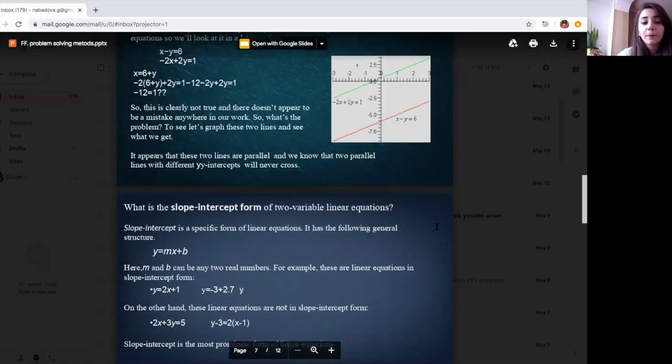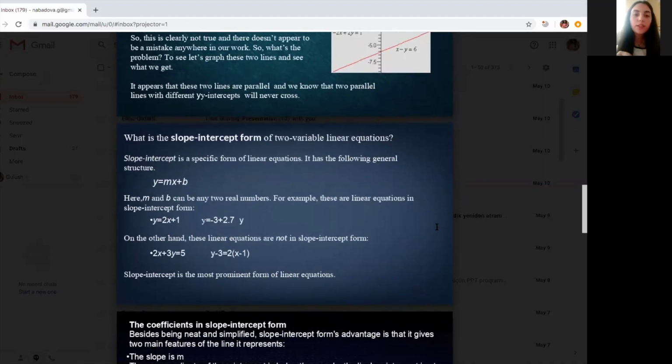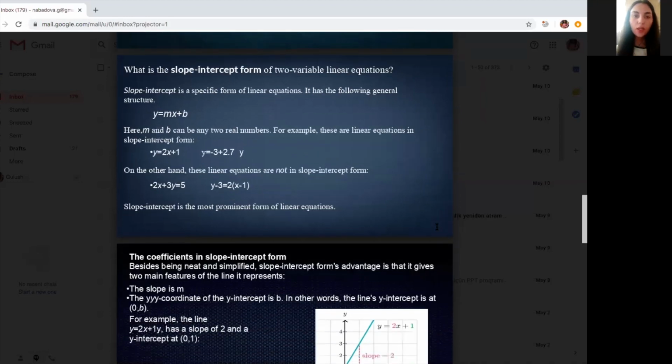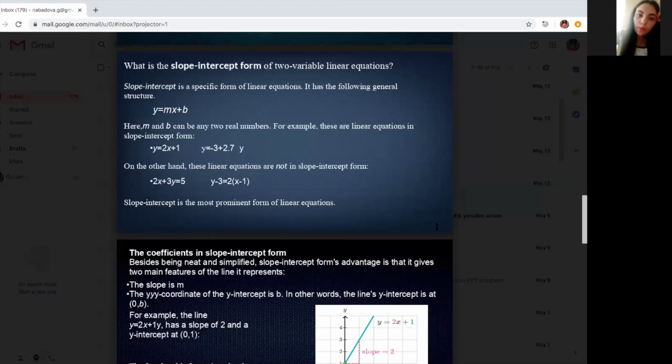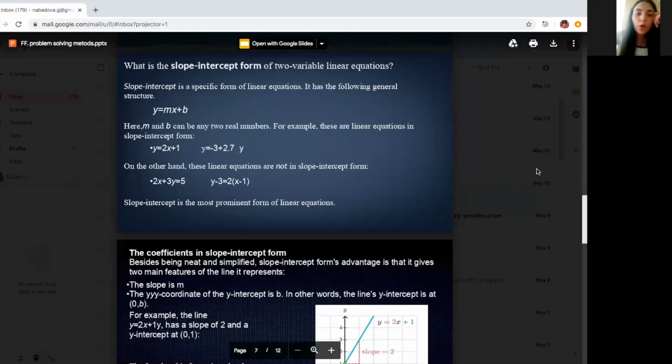So what is the next page? What is the slope-intercept form of a two-variable linear equation? Slope-intercept is a specific form of a linear equation. It has the following general structure: y = mx + b. Here m and b can be any two real numbers. For example, these are linear equations in slope-intercept form: y = 2x + 1. On the other hand, these linear equations are not in slope-intercept form. For example, 2x + 3y = 4. In the first example we have slope-intercept form, but in the second example we don't.